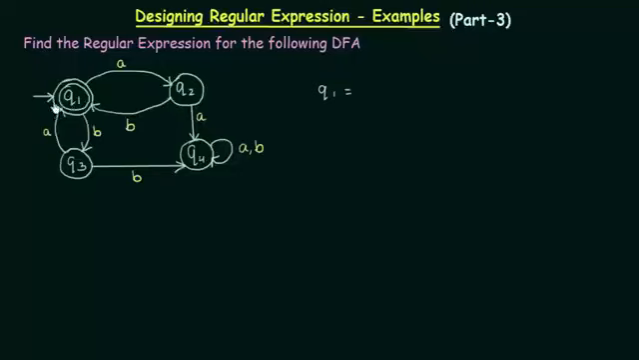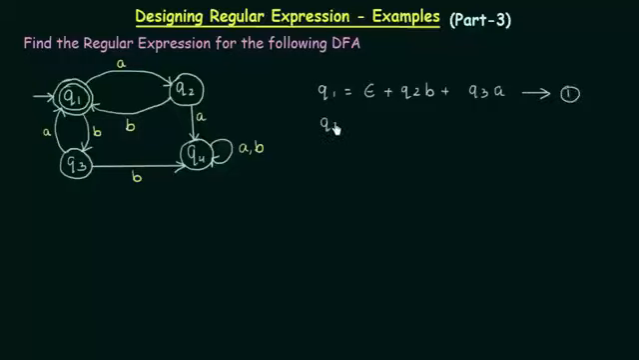First, check what the incoming transitions to Q1 are. There is an incoming transition coming from nowhere, so this can be written as epsilon plus. From Q2 there is an incoming transition with input B, so we write Q2B plus, and from Q3 also there is an incoming transition to Q1 with input A, so we write Q3A. There are no more incoming transitions. So this is the equation for Q1, and let me call it equation number 1.